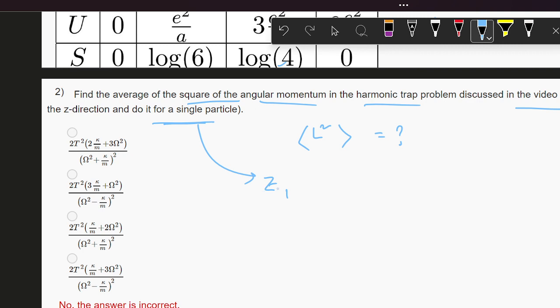This is a partition function for a single particle. You have to find this out first, and once you know Z, then for any quantity you have to take a statistical average. Let's say you want to take a statistical average of the quantity x.